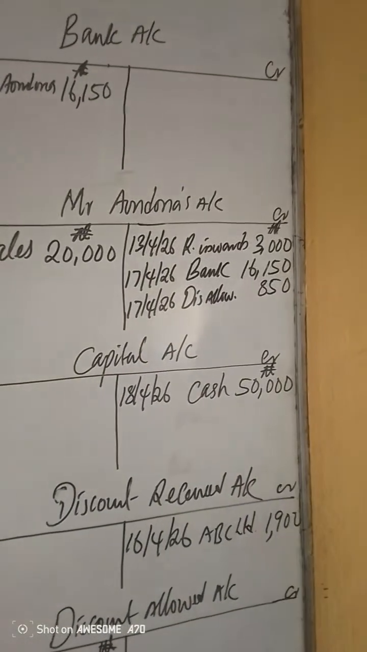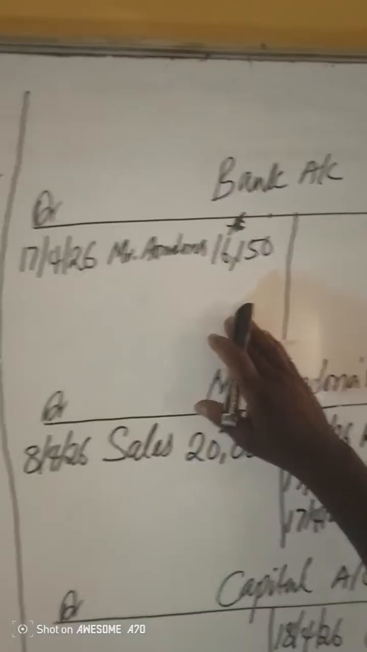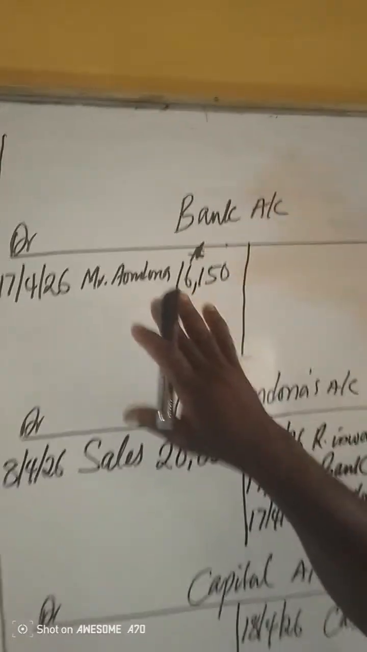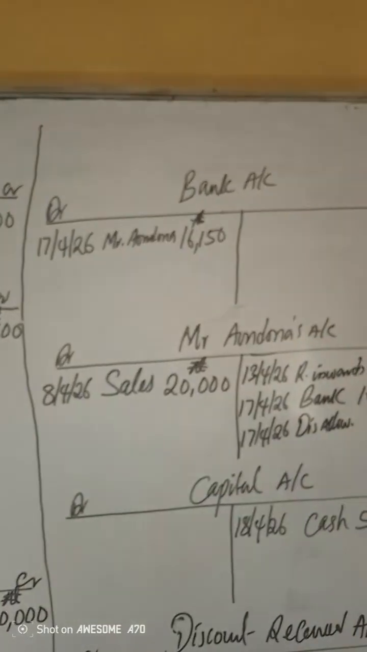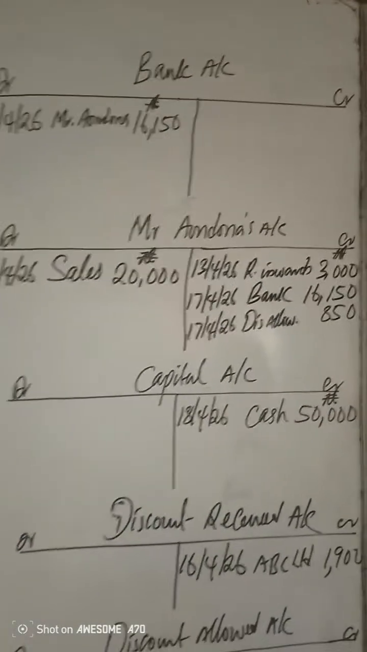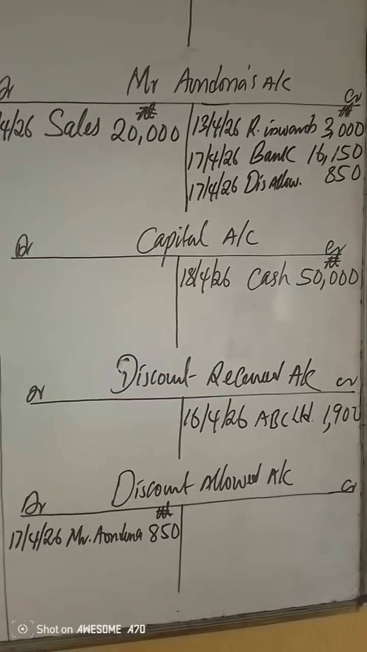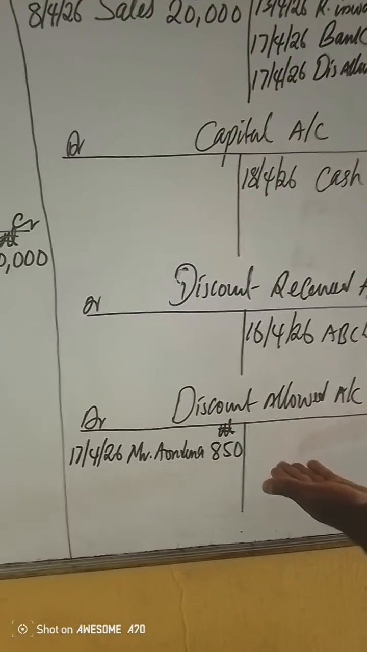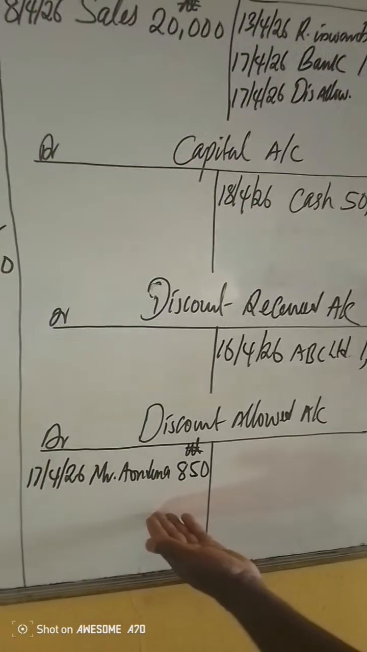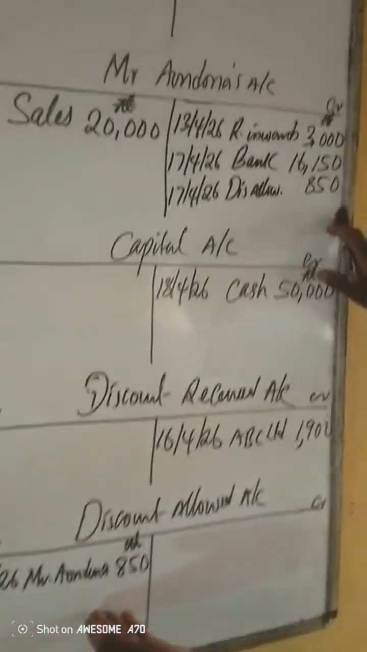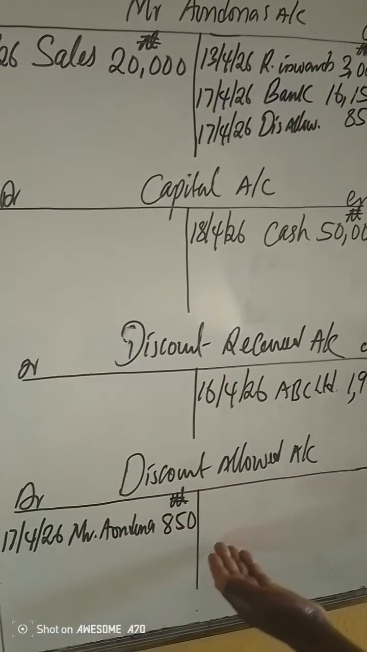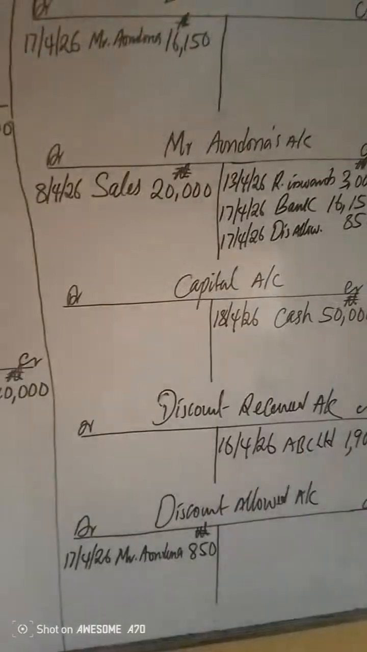And the corresponding entry will now come to the bank account of the business. Look at bank receiving, which is a receiver account, receiving from Mr. Ondana worth 16,150, which is the amount that remains after discount. Then that will give rise to what is called discount allowed account, which is an expense in accounting. And we say that all expenses are debited, which discount allowed is also an expense. So here, the corresponding entry will now be debited in discount allowed account as coming from Mr. Ondana. That is how the transaction will proceed.